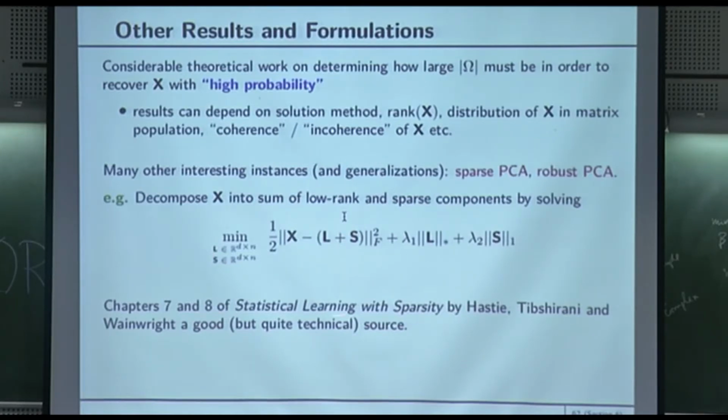And there are two chapters in Statistical Learning with Sparsity by Hastie, Tibshirani, and Wainwright, which is a good but quite technical resource. These techniques are starting to dominate now in very large scale problems because the techniques available are very powerful as compared to the neighborhood methods that were there before.